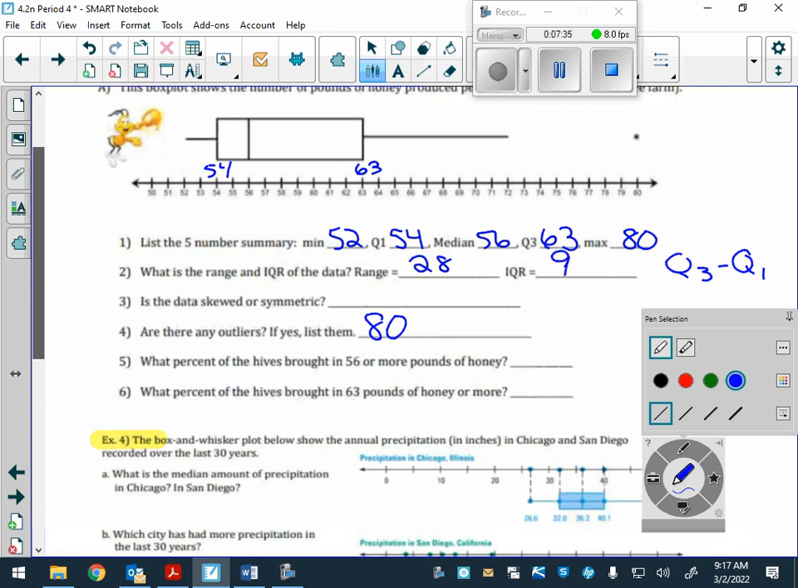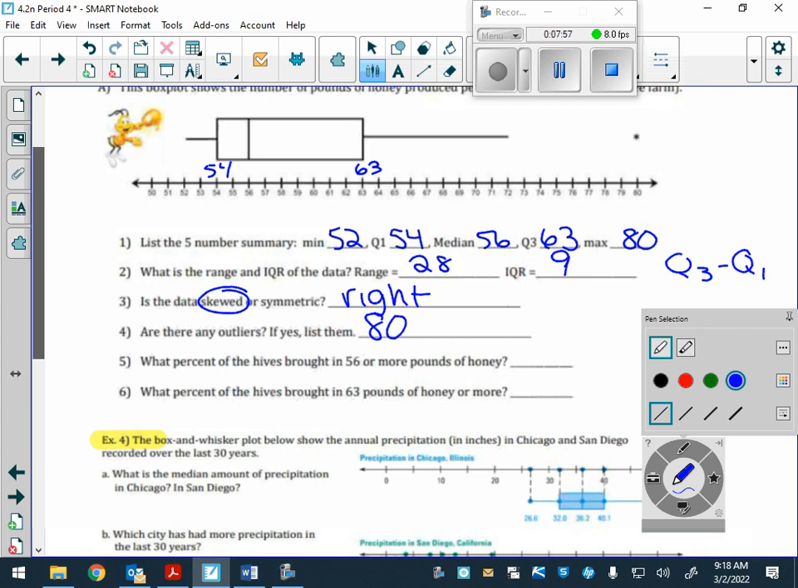Good. Is the data skewed or symmetric? Skewed what direction? Right. Good. And remember, for box plots, for skewness, you look at the median, okay? And you could also tell with the whisker.